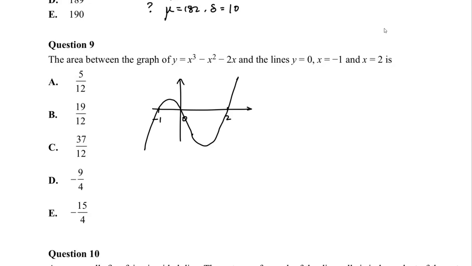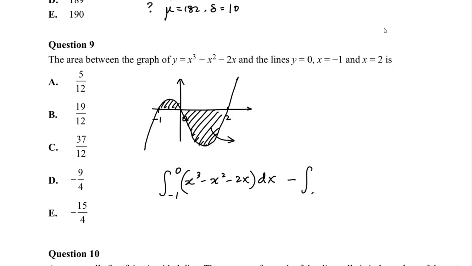you can write out 2 integrals on your CAS calculator, -1 to 0, x^3 minus x^2 minus 2x dx. Notice that for the other chunk, this chunk has a negative signed area, so you need to put a negative in front. Minus integral from 0 to 2, that makes the integral positive, which evaluates the size of the area. Just be aware of that, okay?